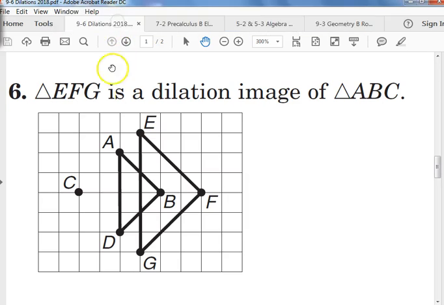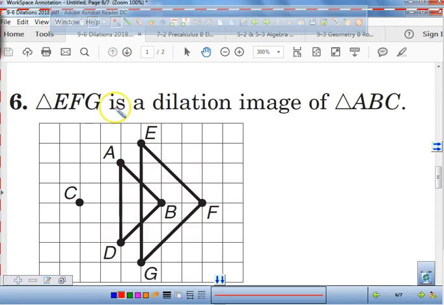Okay? Now it says triangle EFG is a dilation image of triangle ABC. So ABC, is that the big triangle? Okay. Supposed to be ABD. Hold on. Yeah, they messed up there. ABD. EFG should be a dilation of ABD. So is ABD the big one or the small one? Small. And EFG is the big one, or the large one.